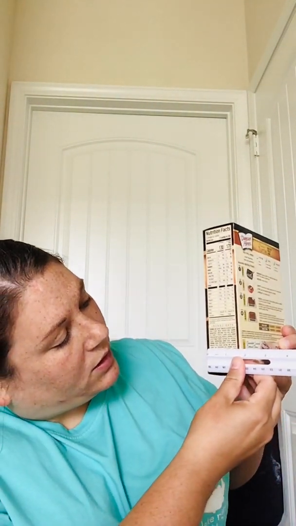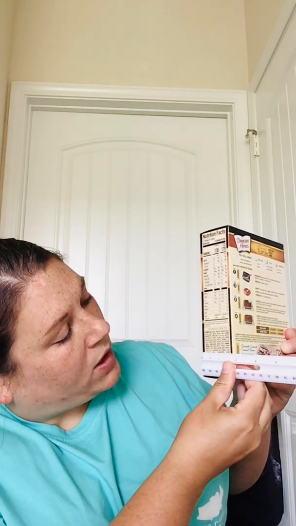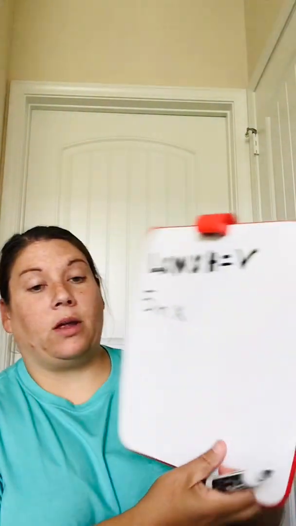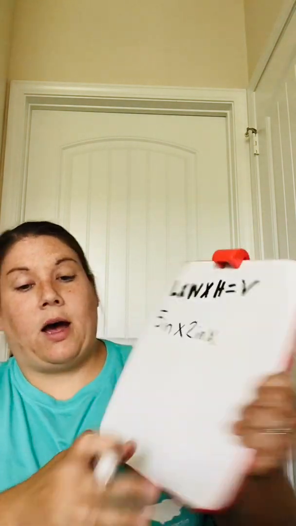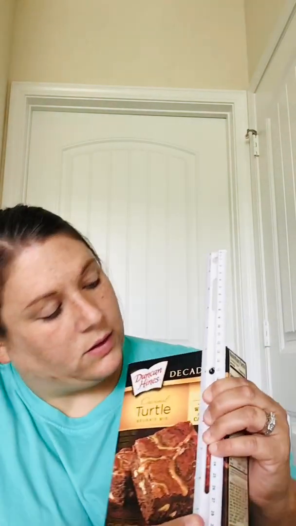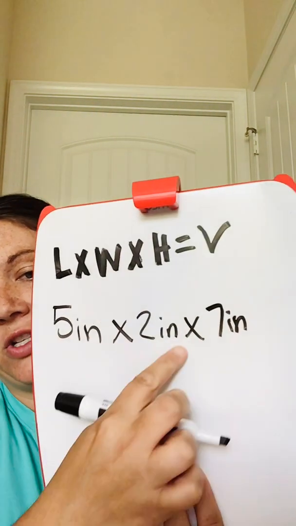So my width is about 1 1/2, so I'm going to go with 2 inches. So my width is 2 inches times my height. My height is, we're going to go with 7 inches. Times 7 inches. Notice when I wrote my formula, I put inches, okay?